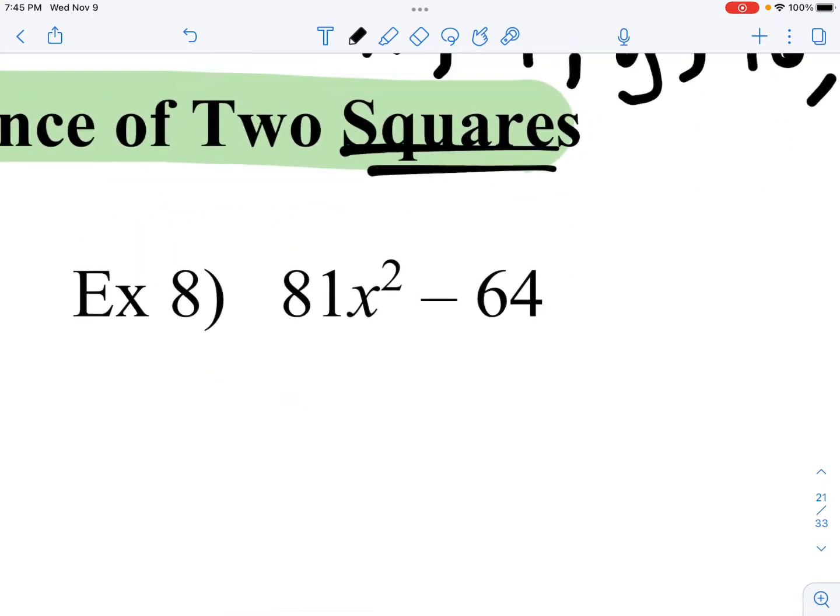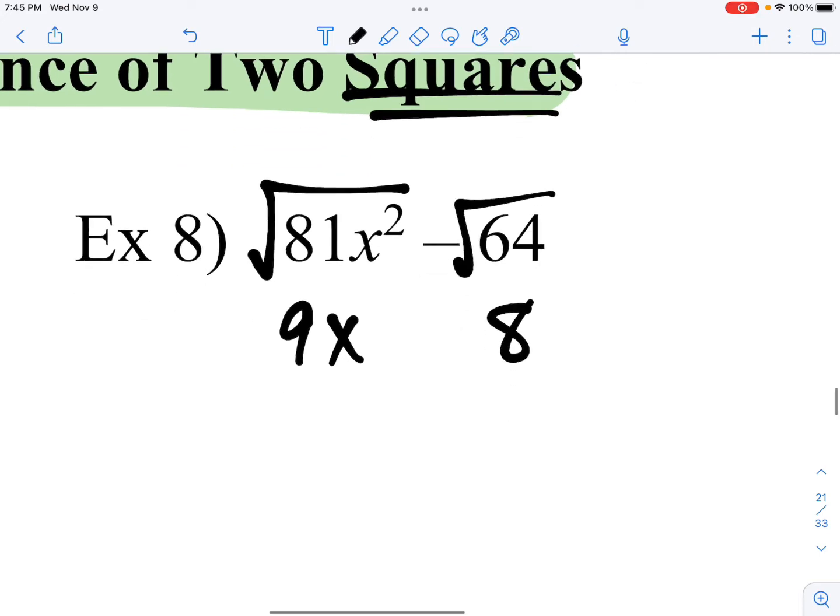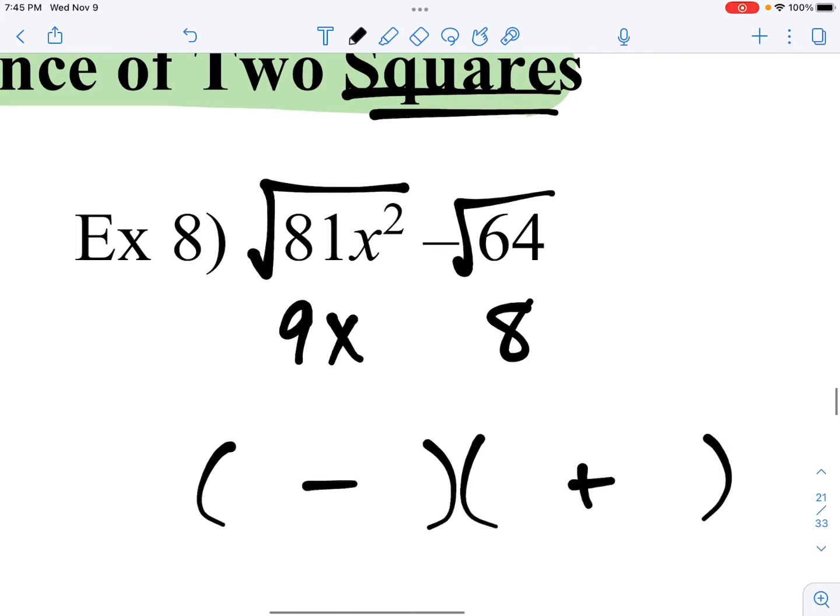First of all, I need to square root or unsquare this stuff, and that gives me 9 and x. So you unsquare the 81, and you also unsquare the x squared. I'm going to square root the 64. That gives you 8. And I'm going to write my 2 parentheses. One of them has a minus, one of them has a plus. By the way, you can put the plus first and the minus second. It doesn't matter. My 2 numbers go into the formula: the 9x goes first here and here, and the 8 goes last here and here.